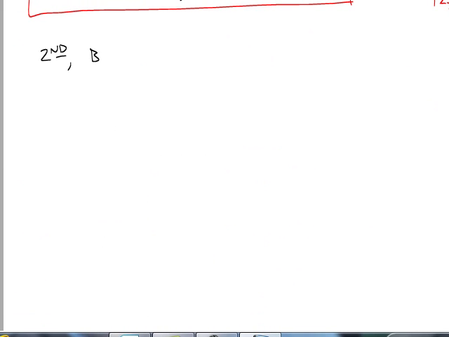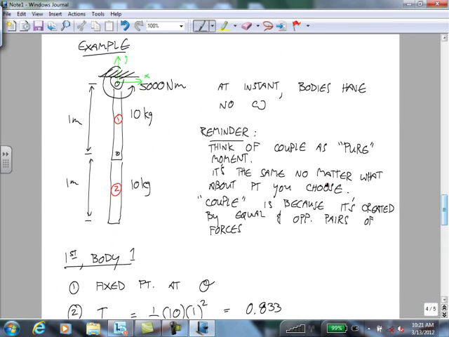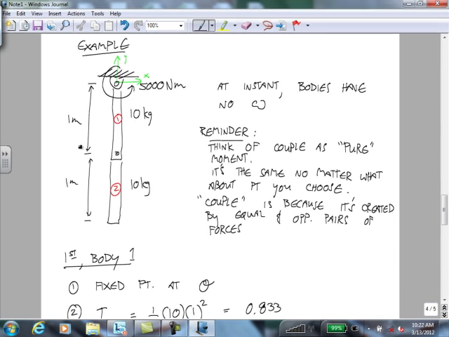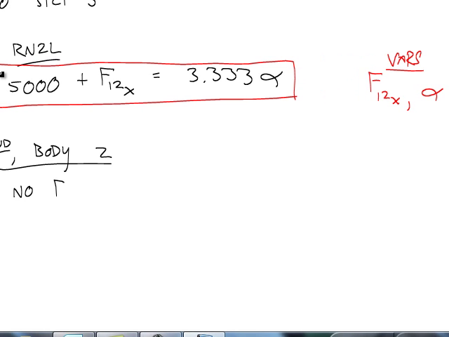So now we're going on to body 2. So step 1, is there a fixed point for this body? Right. So that's an easy mistake to make. There's a pin joint here, and it's easy to think like, yeah, it's rotating about that pin joint, but that pin joint can move, right? So in this case, there's no fixed joint, and we have to do everything about the center of mass. So the about point is the center of mass.